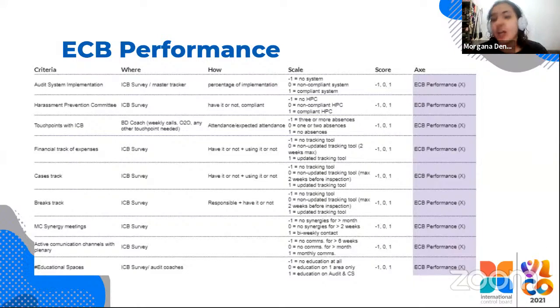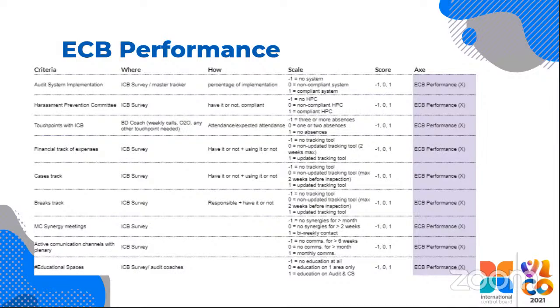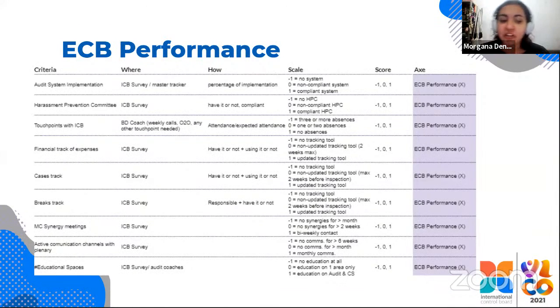And what we check, for example, is if you have an audit system and how it is implemented, a harassment prevention committee, if you're at any touch points with ICB, if you have a financial track of expenses, a case track, a breaks track, how the status of the MC synergy meetings is, if you have active communication channels with plenaries, and the educational spaces that you are providing as ECB chair, as ECB entity control board.